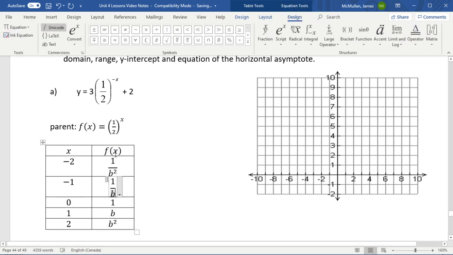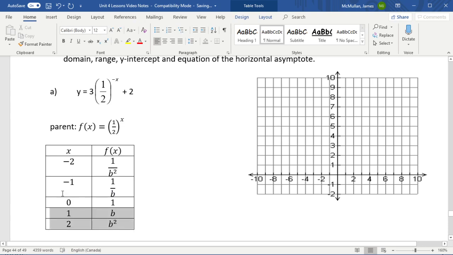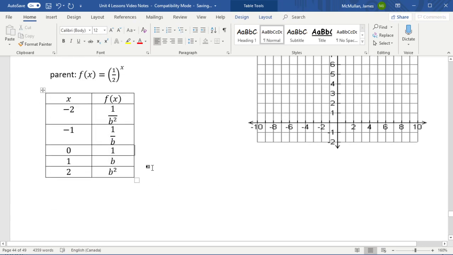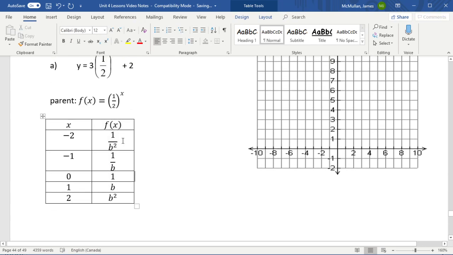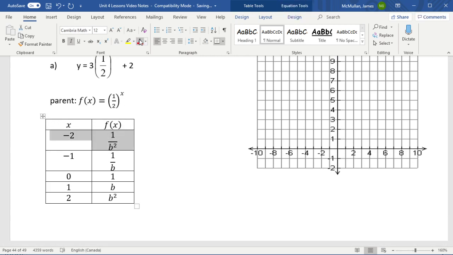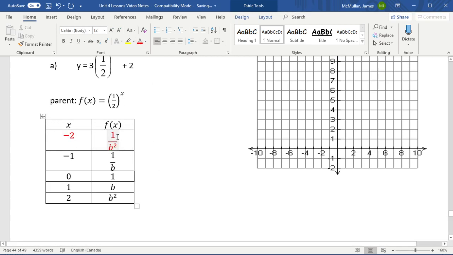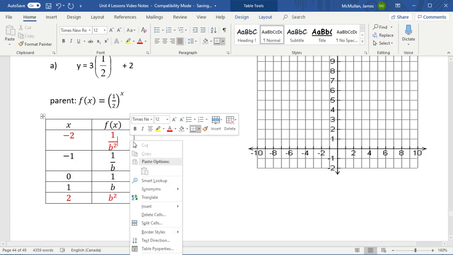Okay, now you don't necessarily need all 5 points for a function. For example, 1 over b squared is often going to be very, very small and may be difficult to draw. And b squared might be really big and difficult to draw. So at the minimum, you need these 3. But you can always use the extra 2 to check your work, or if you wanted to know any more.